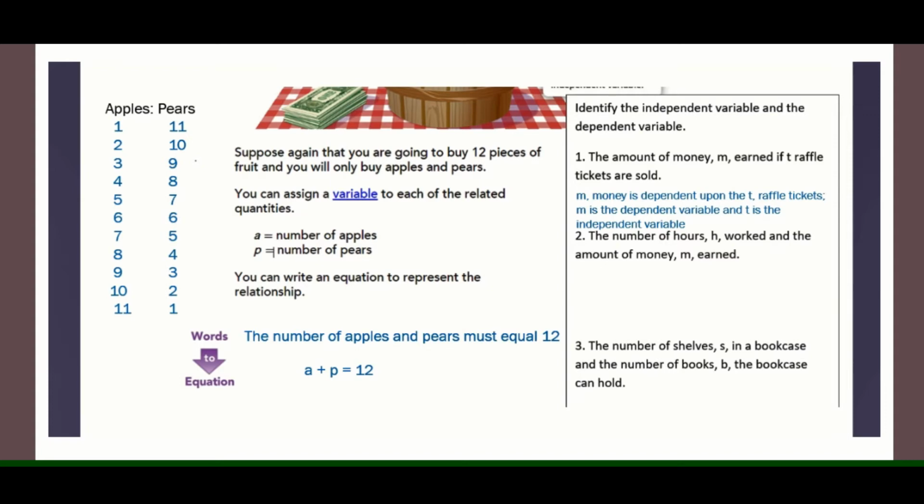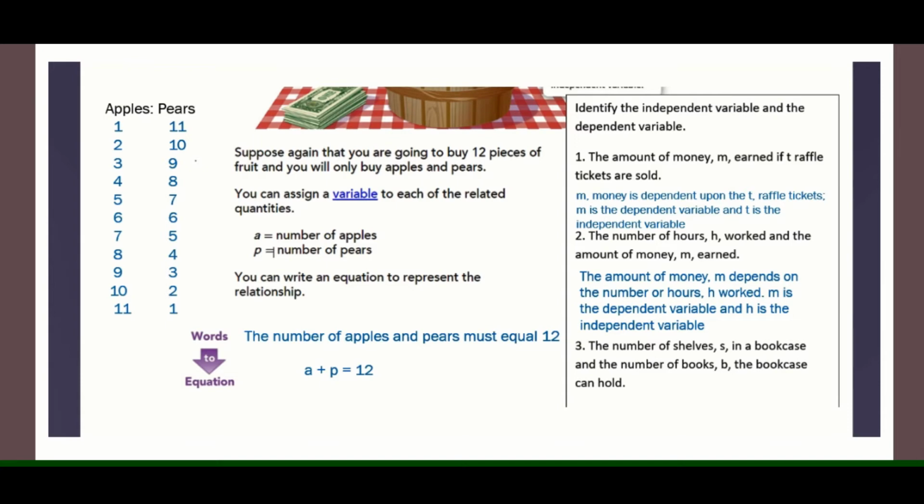So we can say the money is the dependent variable and the hour is the independent variable, right? So the amount of money M depends on the number of hours H worked. M is the dependent variable and H is the independent variable.